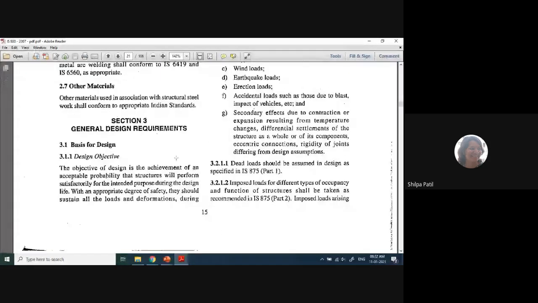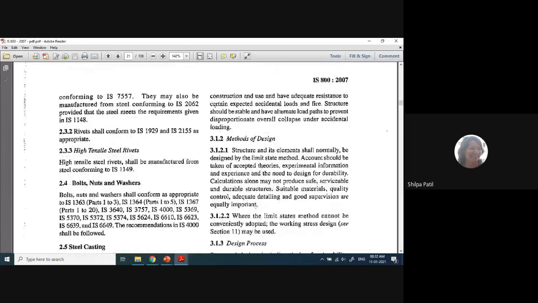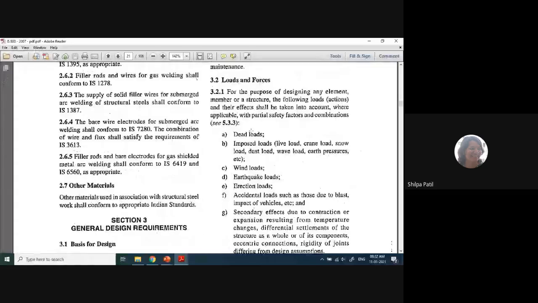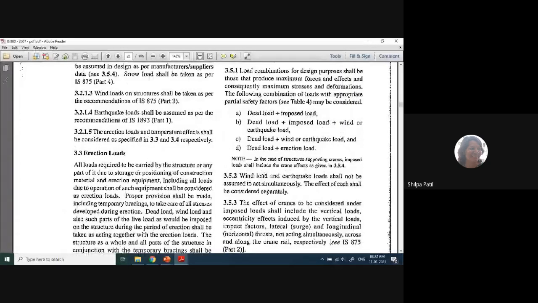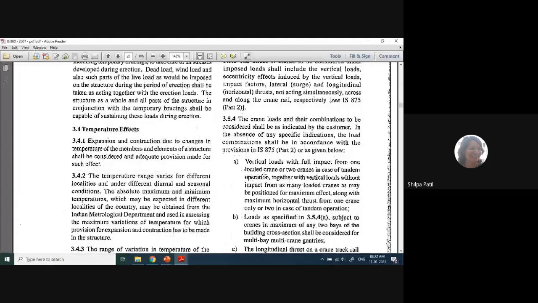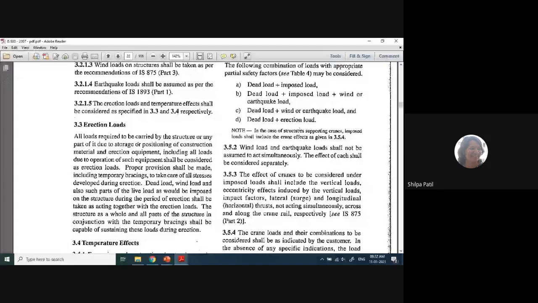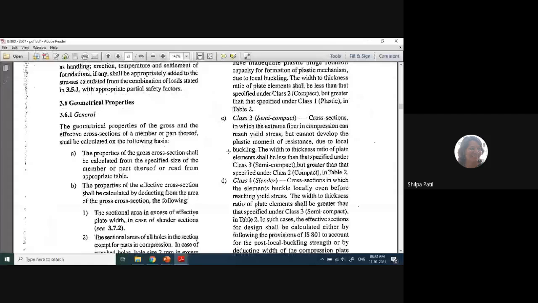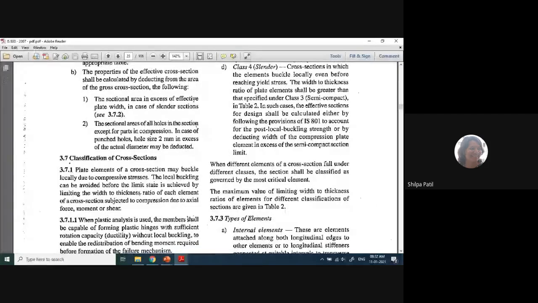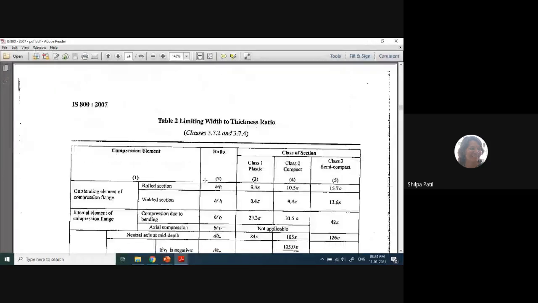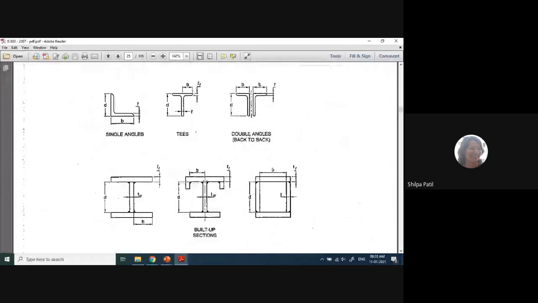Then coming to the next section, that is the general design requirements. All the definitions of the different types of loads are given here. You can see here the various load combinations. Then general properties, section classification. This is the most important part which will be required further. Maybe in tomorrow's lecture, or maybe in next week's lecture, I will give the information regarding this. So all these, page numbers 17, 18, 19, you need to understand.